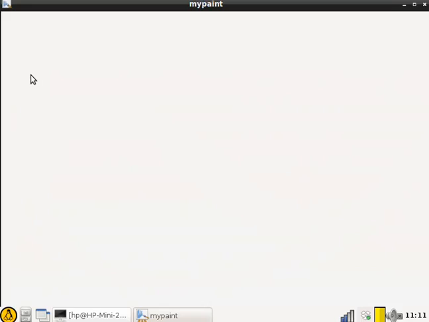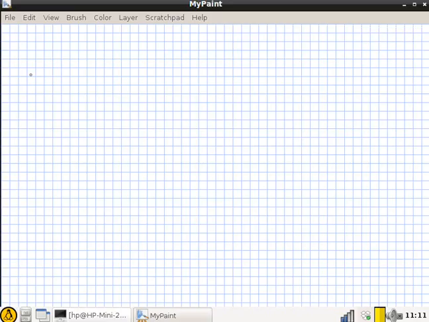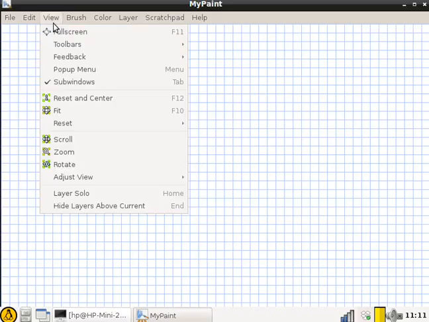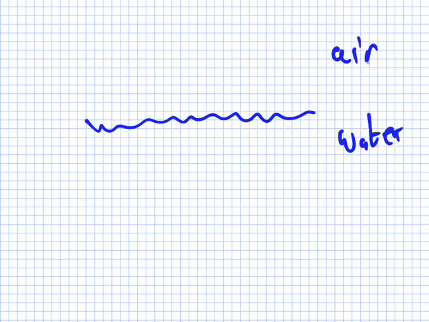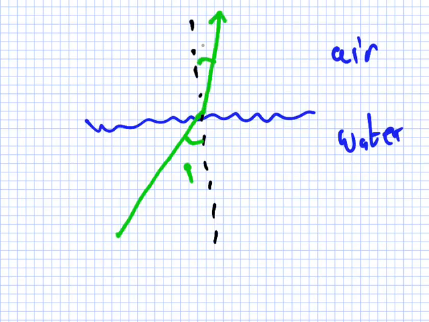Do you have the information from the question down? I can draw it? Yeah, okay. So we have... it was water to air, wasn't it? Yeah? Water, air. Okay. And then we have I here, and then it changes, and then there's R here.